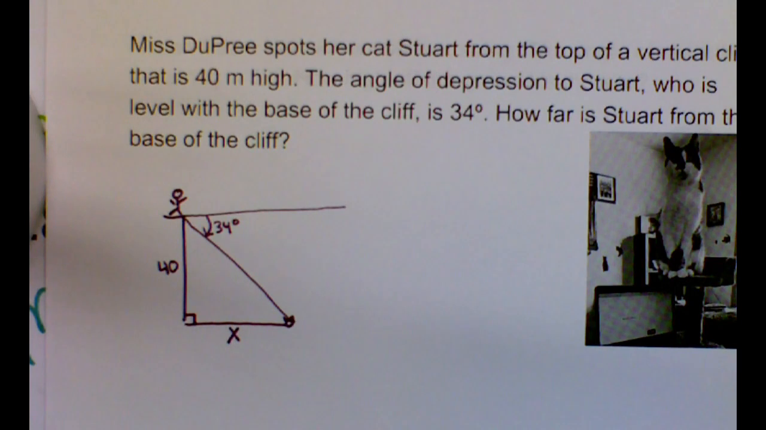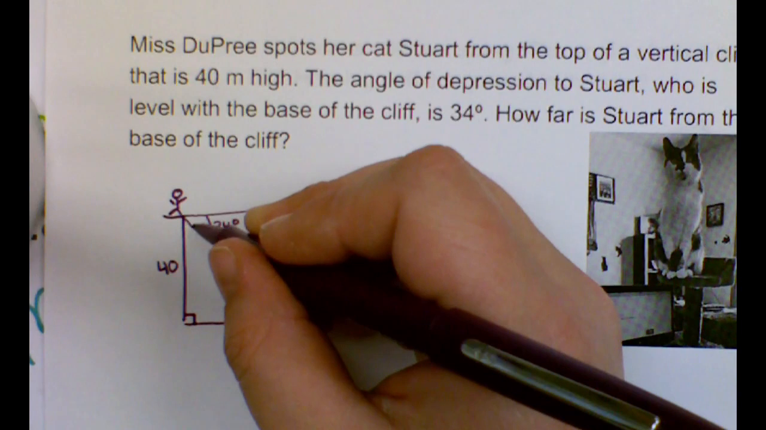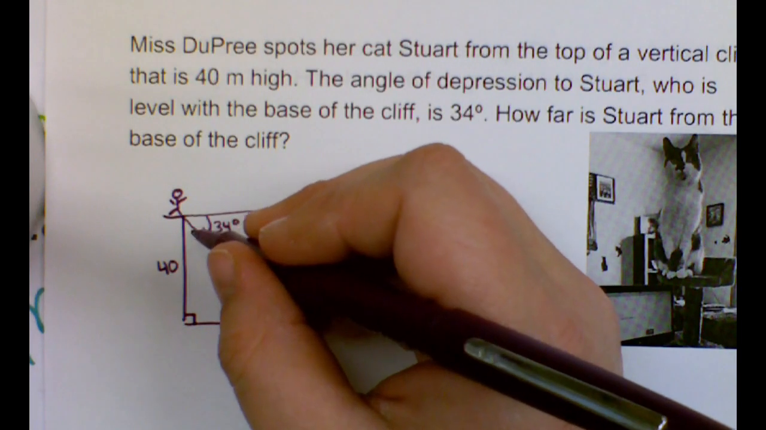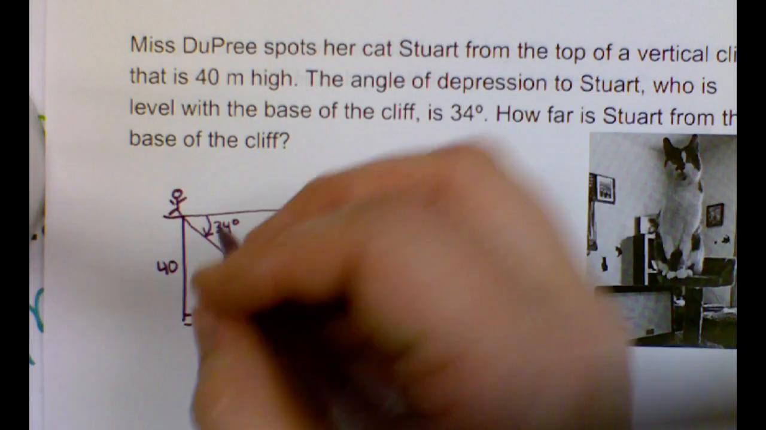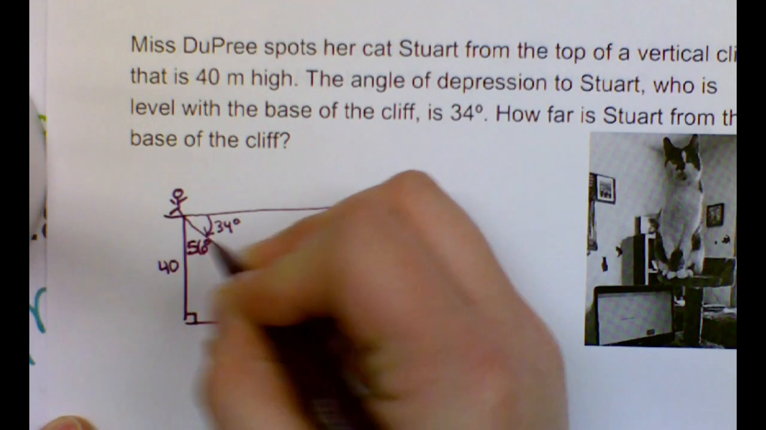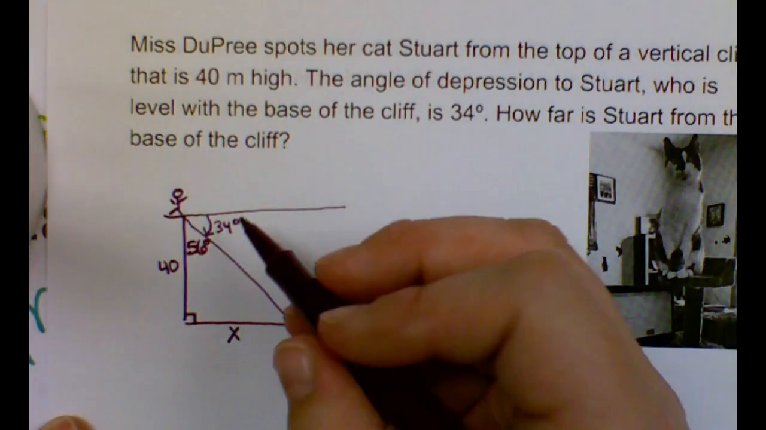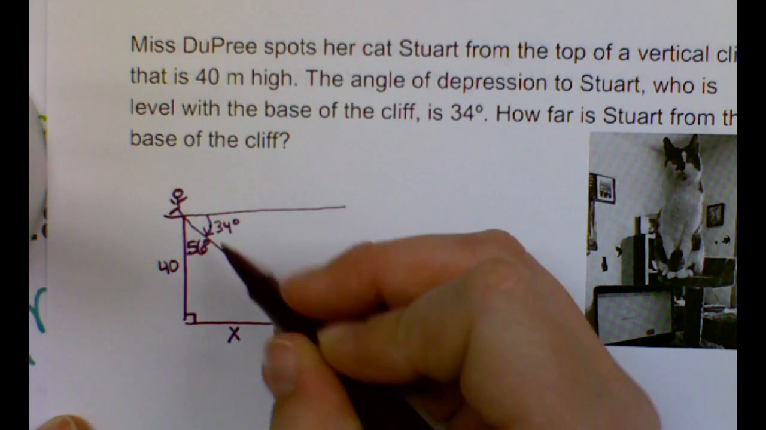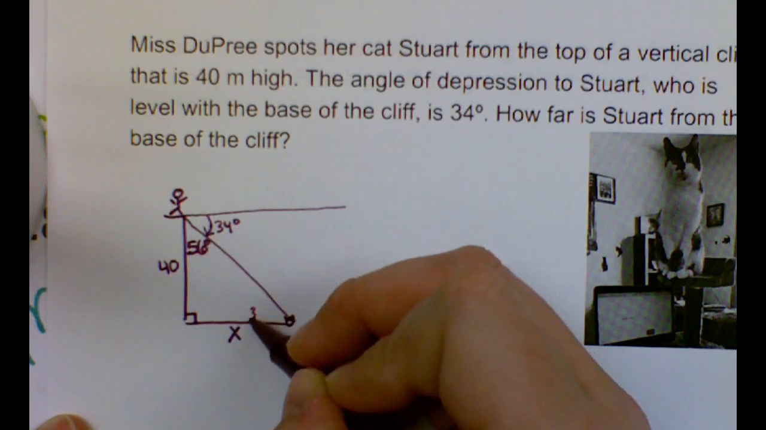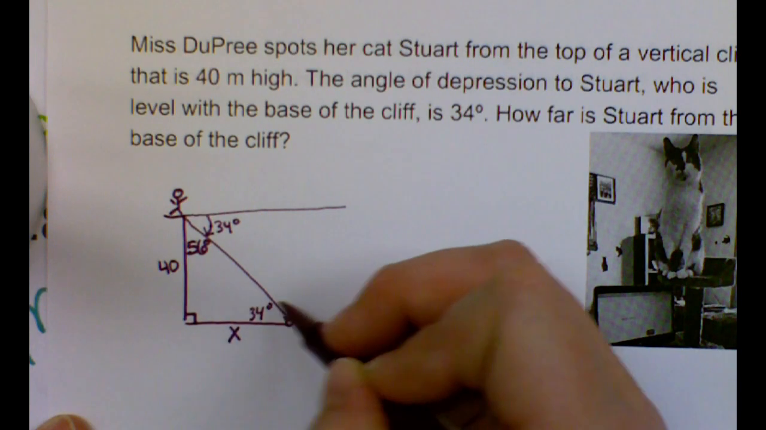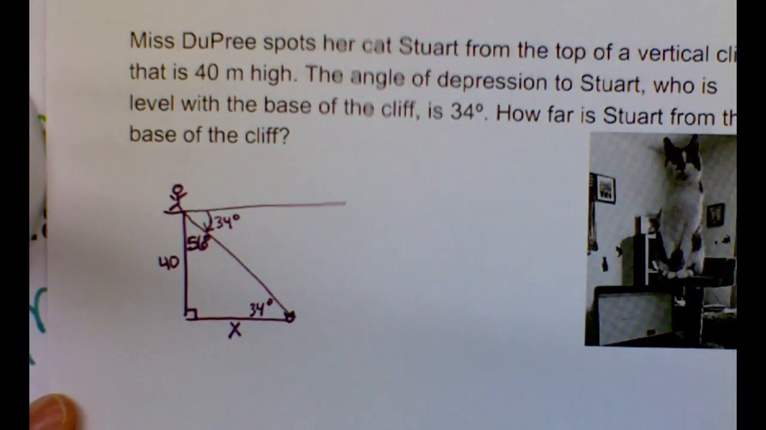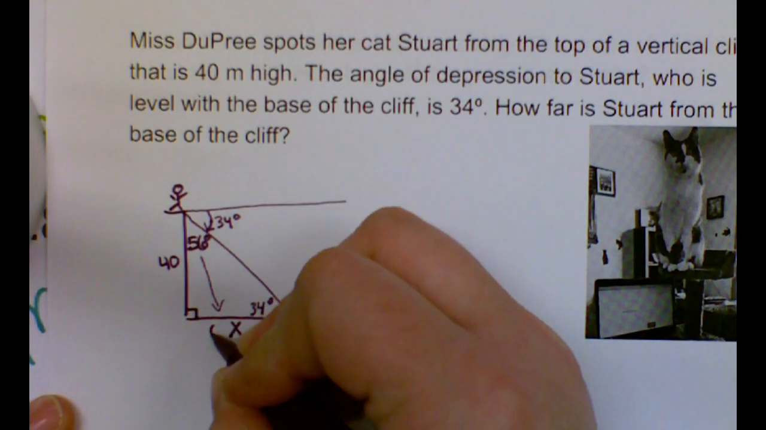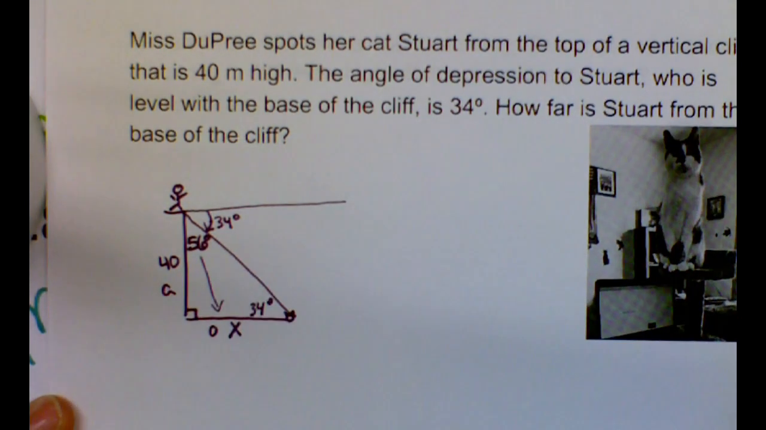Now there are two options when you use angle of depression. You can think about the fact that this is going to be another 90-degree angle. So what plus 34 makes 90? Well, that's 56 degrees. Or you could use your knowledge about parallel lines cut by a transversal and know that this angle of elevation from Stuart to me is also 34 degrees. I like the 56 in this case because then I have my opposite and adjacent.